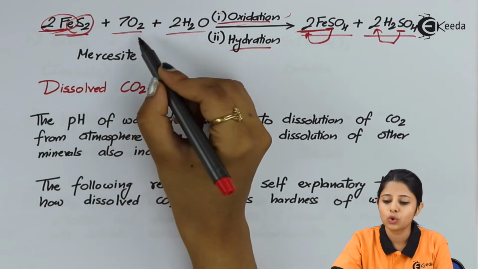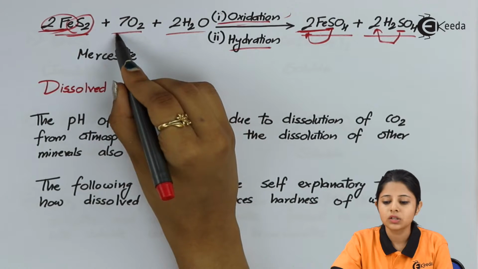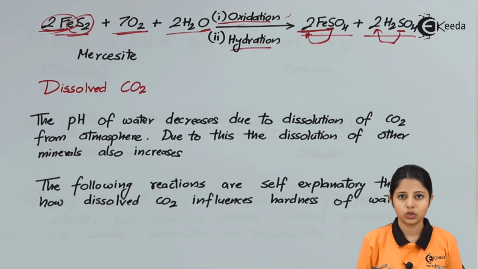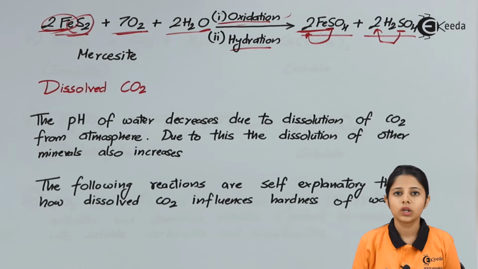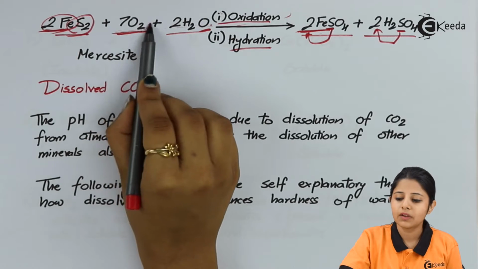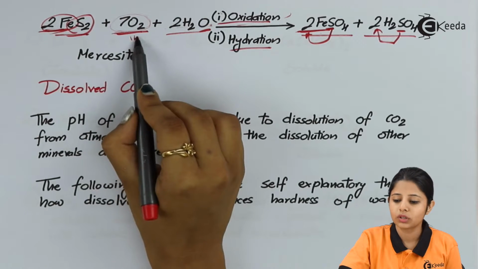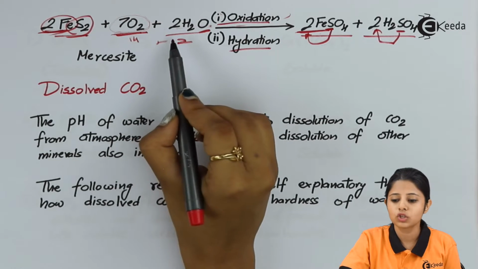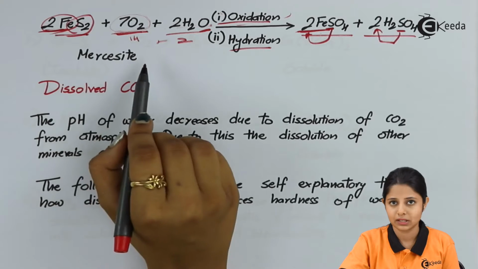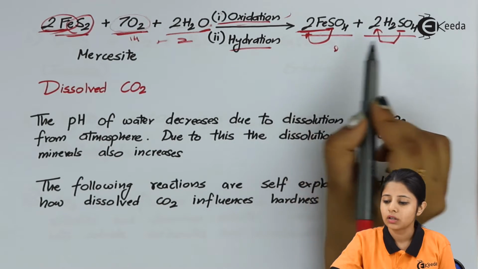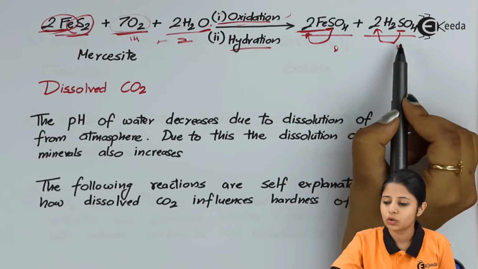Plus we have 7O2. But over here we should not consider only this, because over here also we have O. Whenever we are trying to balance a reaction, we balance the entire reactant side with the entire product side. So over here we have 7O2, and this is 2H2O. That means 7 into 2, which is 14, plus 2, 14 plus 2. So the number of oxygens totally on my reactant side will be 16. The number of oxygens on my product side are 4 into 2, 8, and 4 into 2, 8. 8 plus 8 is also 16.